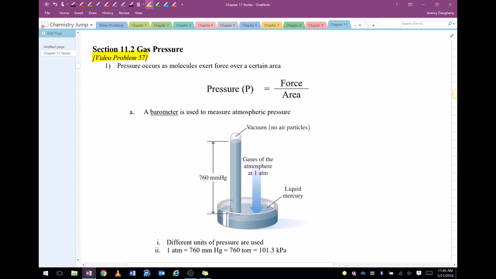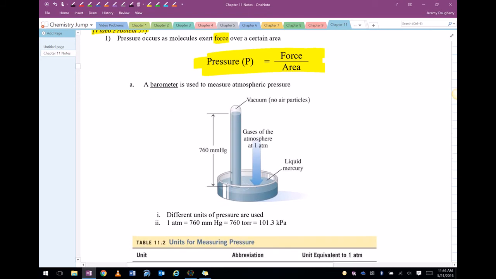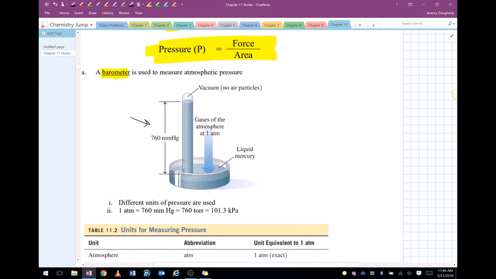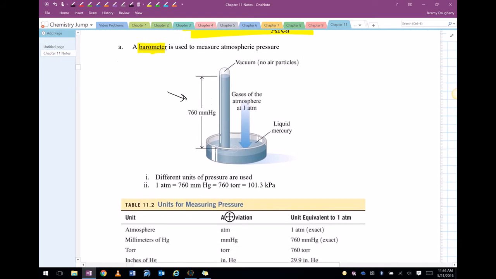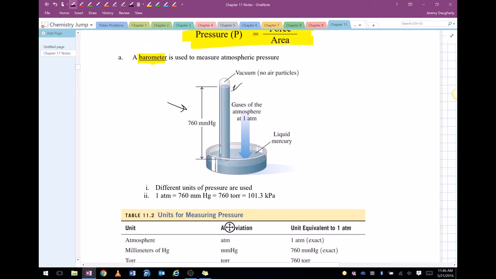Right? So pressure occurs because the molecules are exerting a force over a certain area. And so if you want to be able to calculate pressure, what a barometer does is measure that. So here's a barometer. There is a tube of mercury, here's the tube of mercury, and then here's a pool of mercury. If you go look up videos of barometers, you'll see how they work and all that.